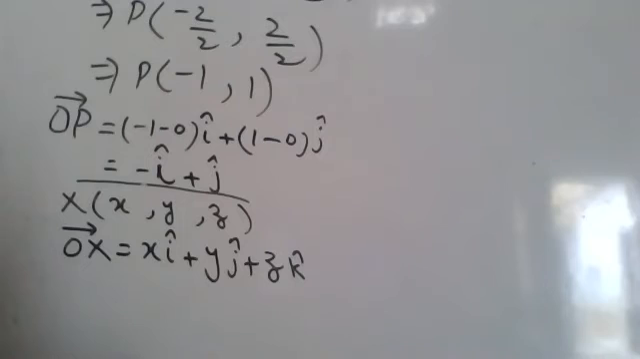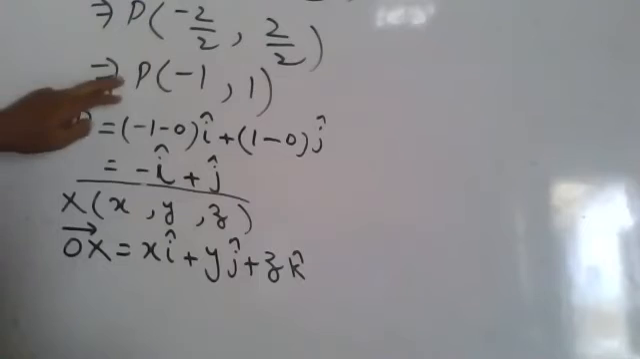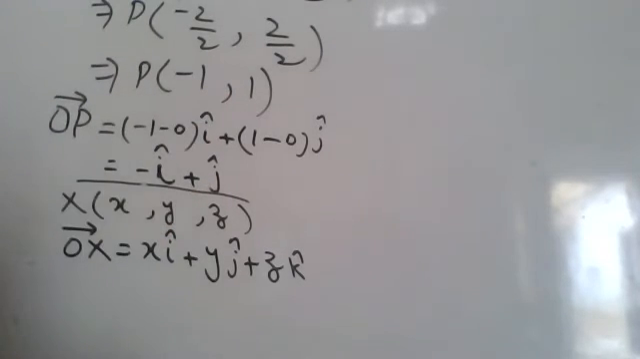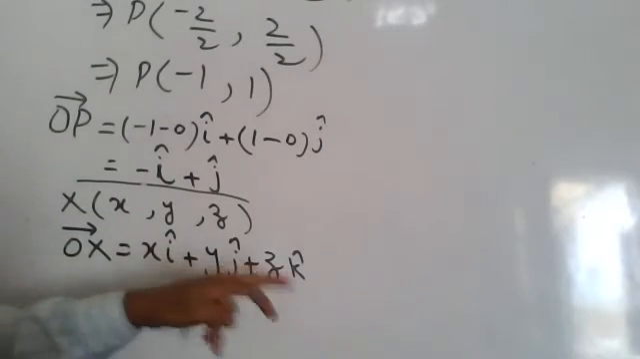The vector from the point A to the origin. So first we find this, from origin to the point. From origin to the point will be minus i plus j. From origin to the point will be xi plus yj plus zk.